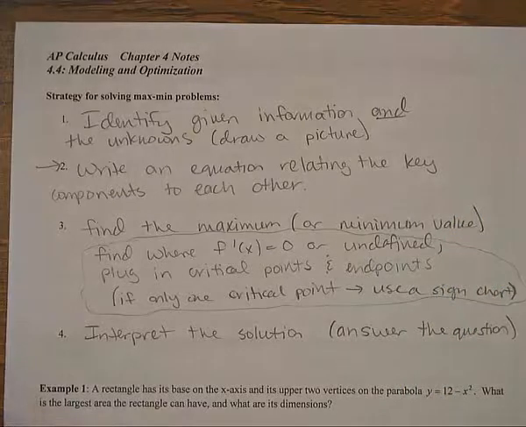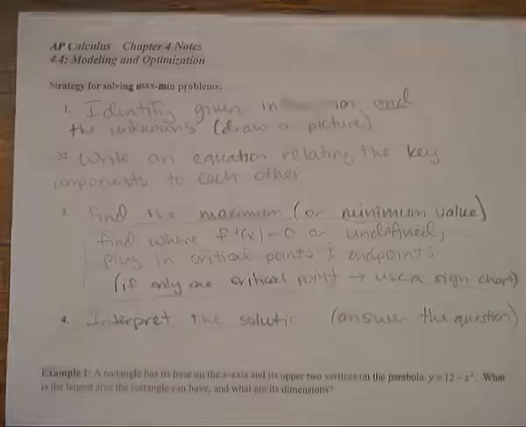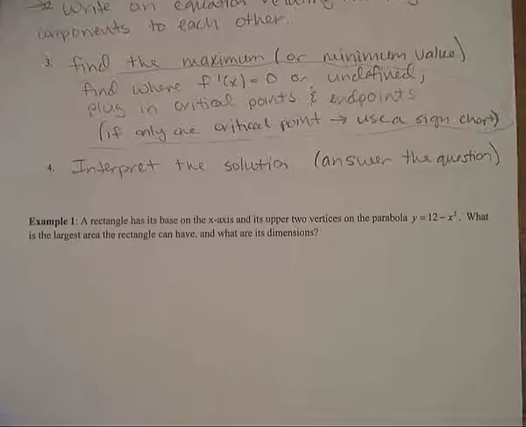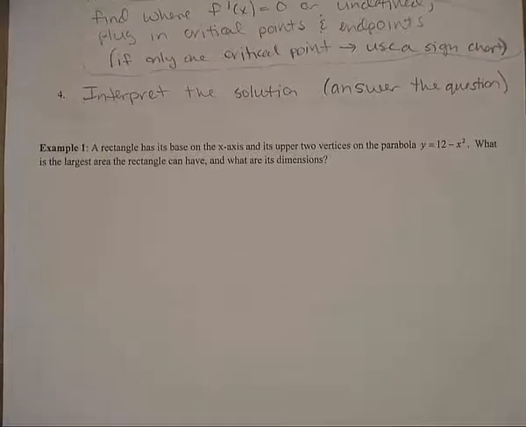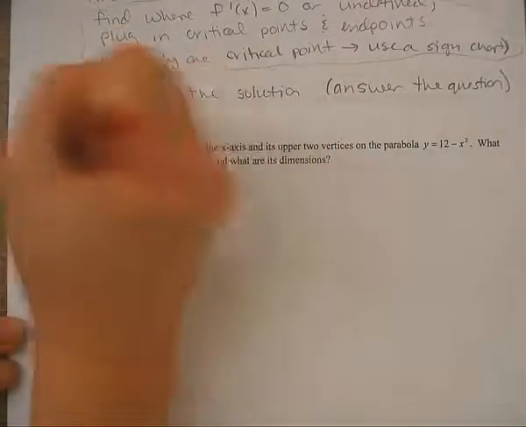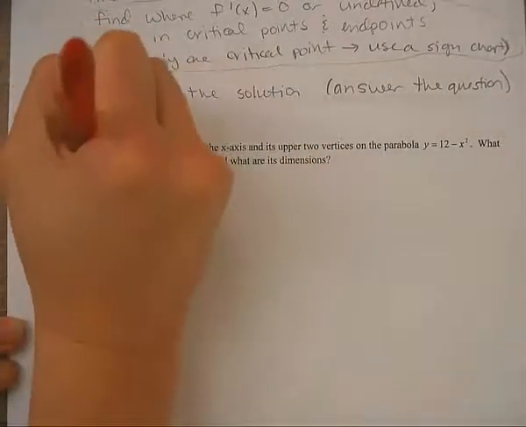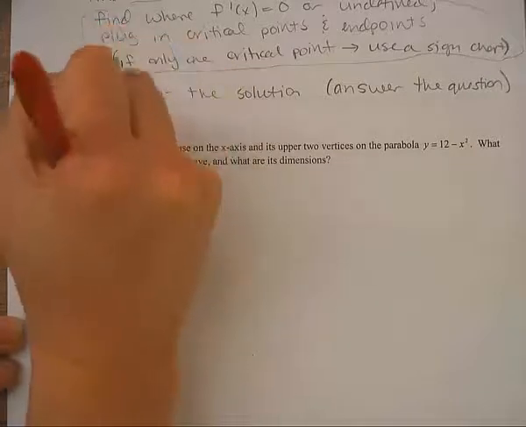All right, so let's go ahead and try these out. The beginning of the problem will sound very familiar because it's what we spent a whole day working on just last class. So a rectangle has its base on the x-axis, its upper two vertices on the parabola y equals 12 minus x squared. And then here comes the max question. What is the largest area?